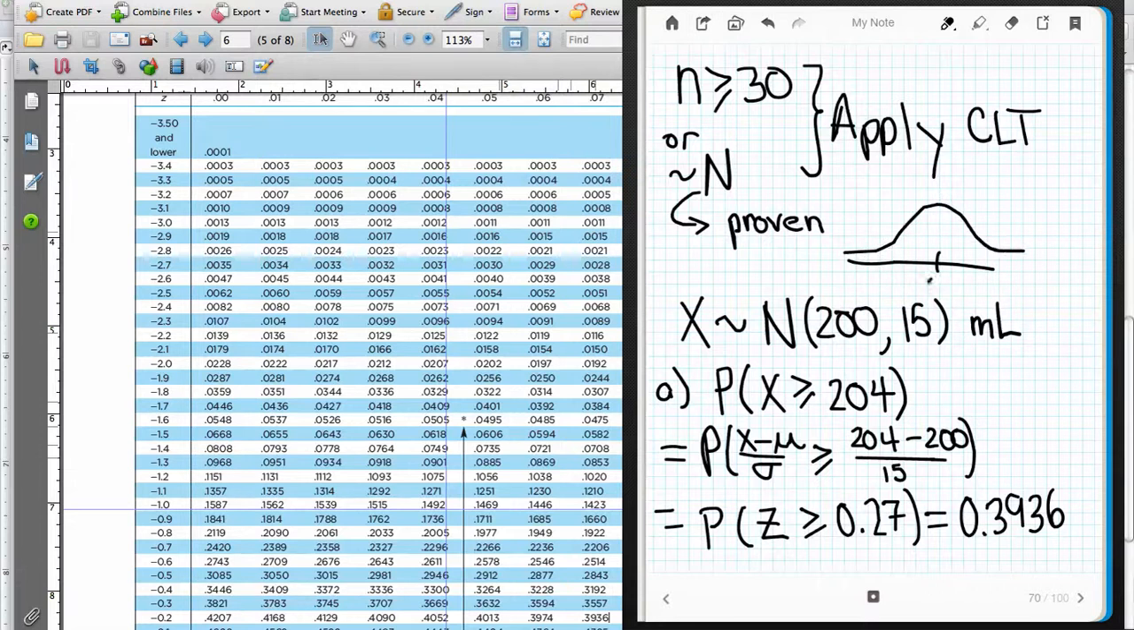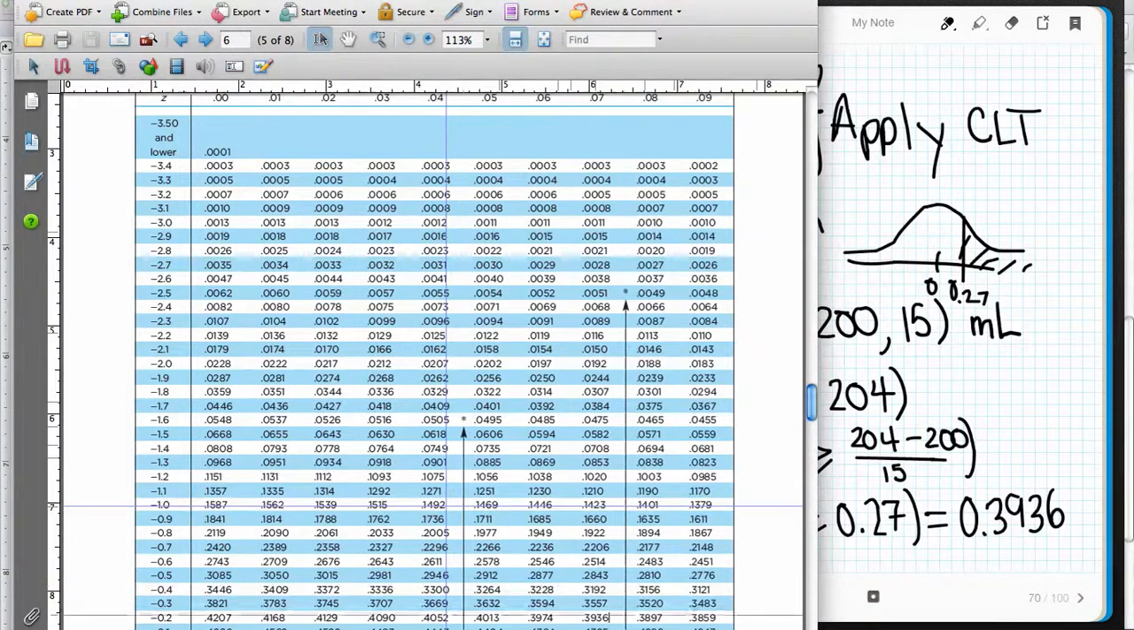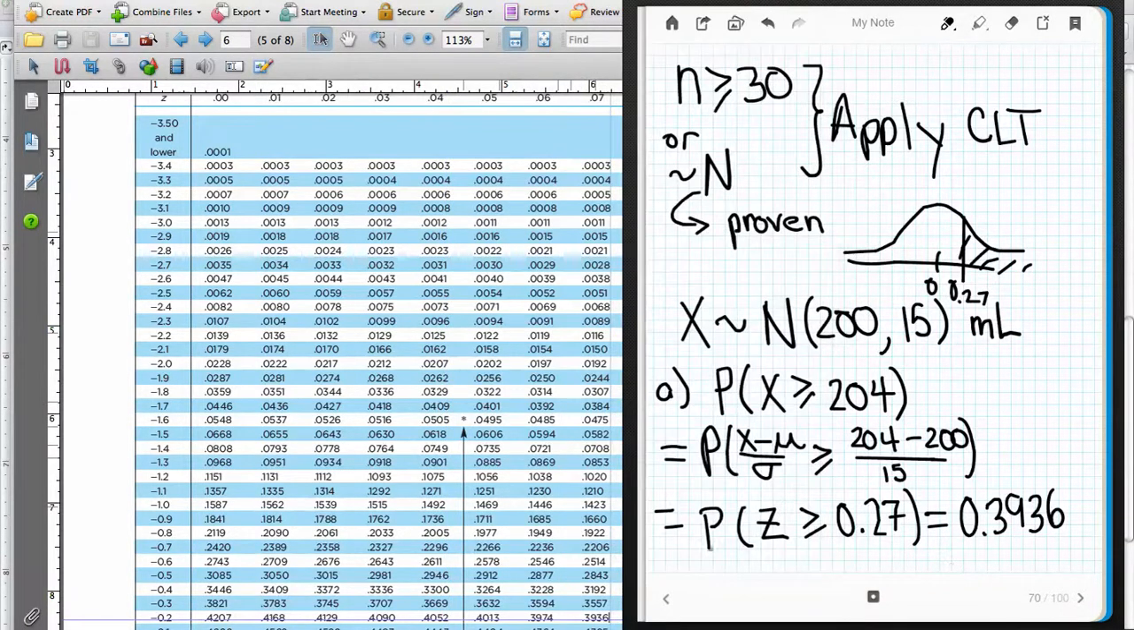Because here's my 0 and here's my 0.27. And this 0.27, I want to be larger than this. This is a tail value, which is the same as a tail value over here, which is what I just looked up. So here we have my 0.2s and my 0.7s over here, and we see 3936, and that's the probability. So that would be the probability of getting 0.27 or larger, whereas 204 milliliters or larger.